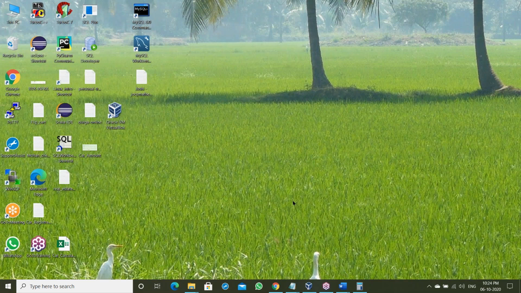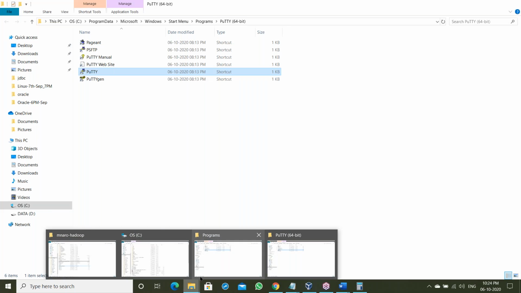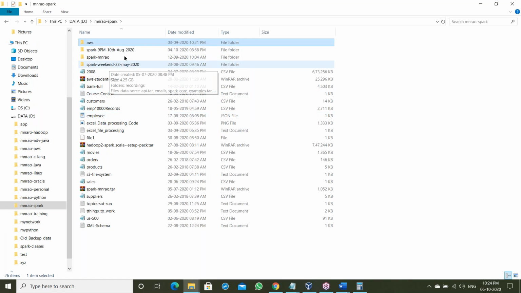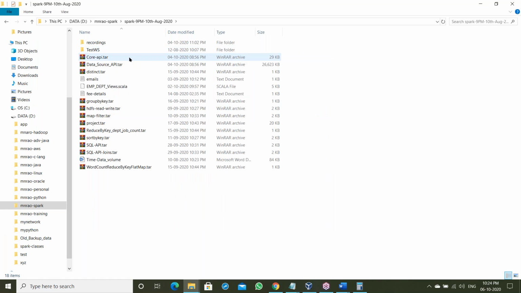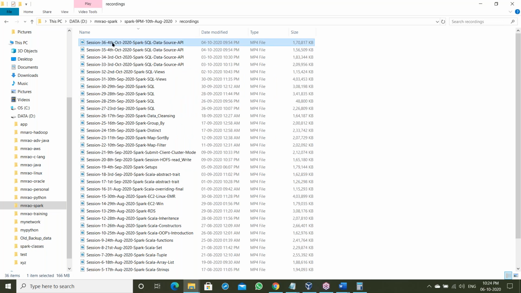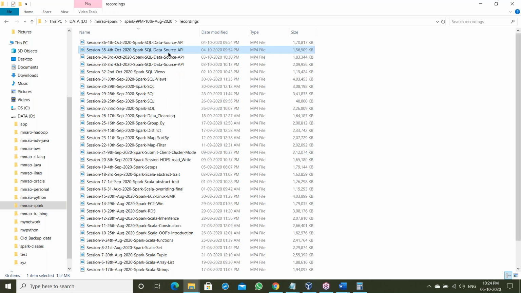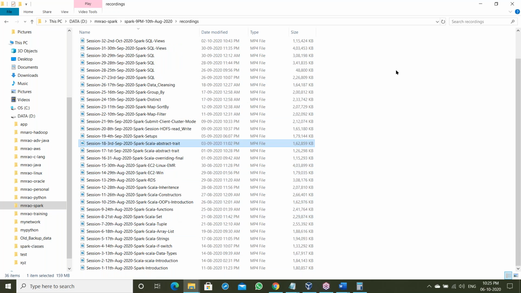Yes, a Spark and Scala batch is also going on, almost at the end. This 9 p.m. batch just completed last Sunday. 36 sessions are completed, and 4 more sessions next Saturday and Sunday will finish that batch. Around 40 sessions for Spark and Scala.